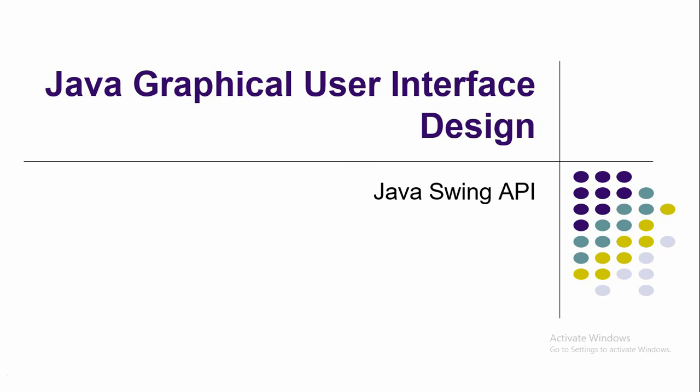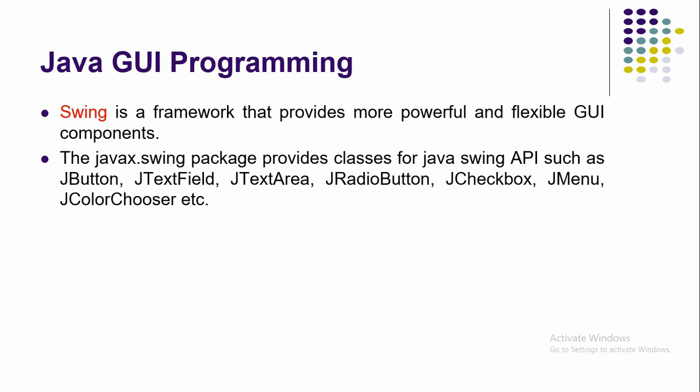Welcome to Java programming. In this session, we'll be discussing how to design a graphical user interface for a Java application using Java Swing API services. In Java, we have a package called Swing, which is an extension of a Java package, and it is a framework which provides powerful features for creating a graphical user interface design.